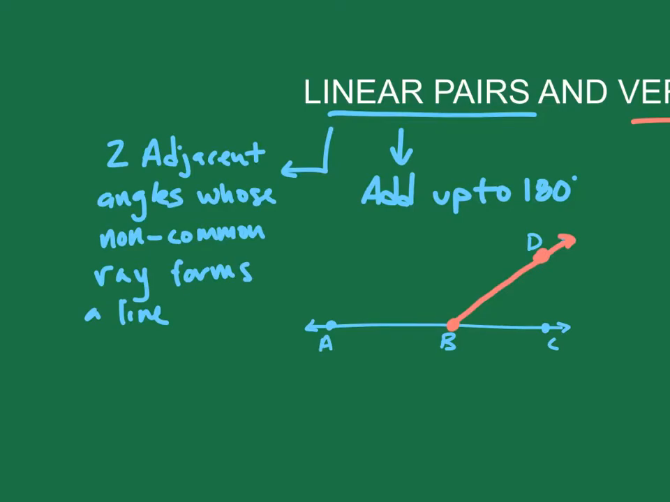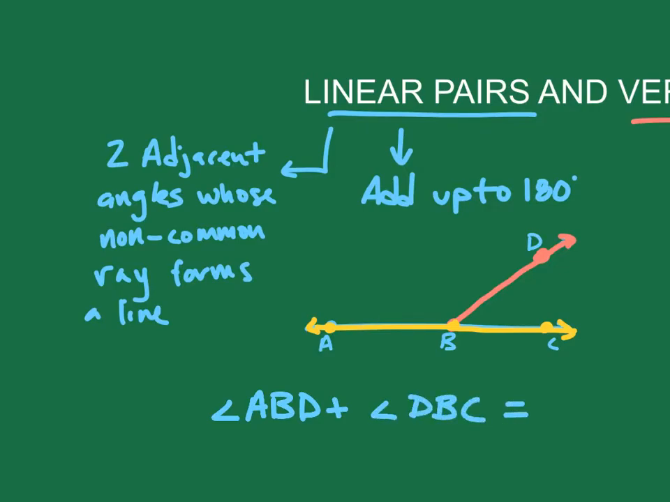Now, to talk about this definition, two adjacent angles whose non-common ray forms a line, when I look at the other rays here, ray BA and ray BC, when this forms a line like this, you have what's called a linear pair. Now, the angles add up to 180 degrees. So angle ABD plus angle DBC, if I add those two angles up, I get a total of 180 degrees. And that's what a linear pair is, okay?